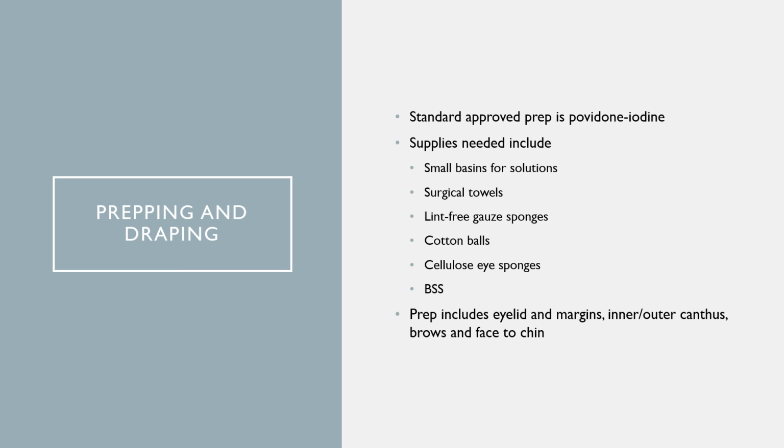All right. The patient's hairline is going to be secured with an adhesive towel. The ear may be plugged with a cotton ball, and towels might be placed around the patient's face and under their head just to prevent and catch any runoff. Prep is performed starting at the eyelid and extending outward to the brows, the margins, inner and outer canthus, the brows, the face, and the chin. And one thing to remember is that canthus is considered a contaminated area, so any sponges that come in contact with that will need to be discarded.